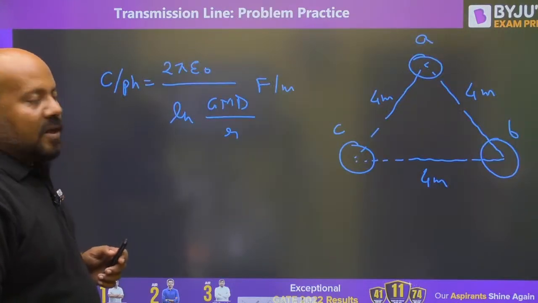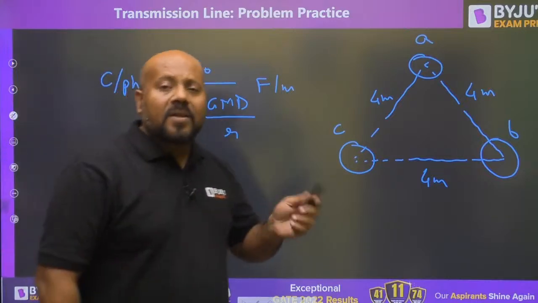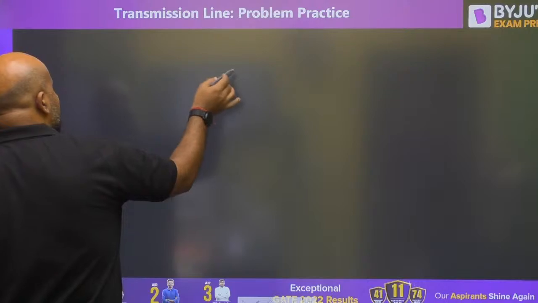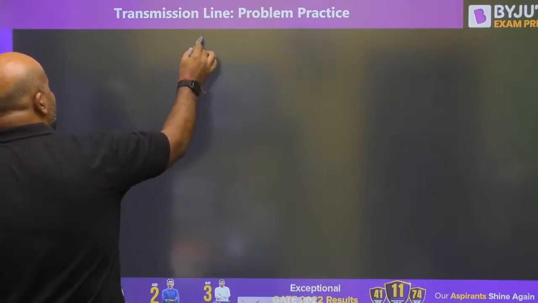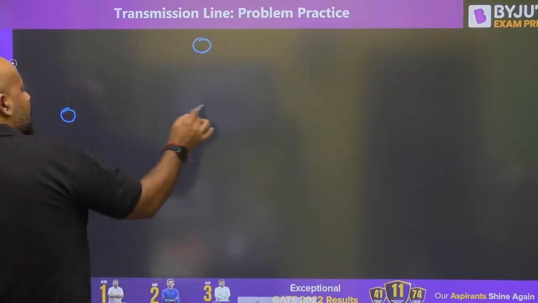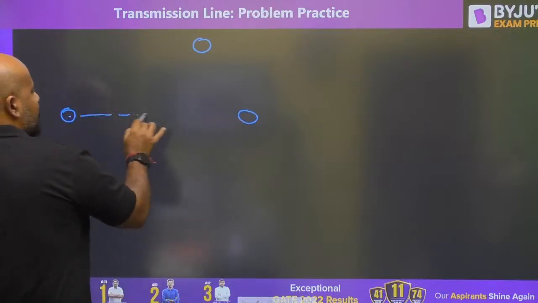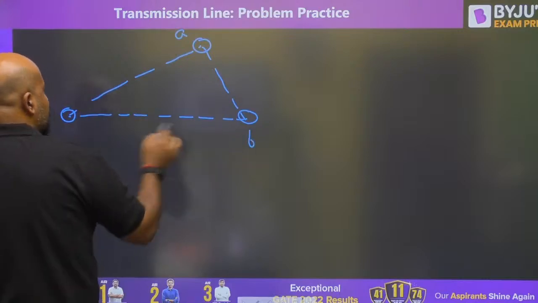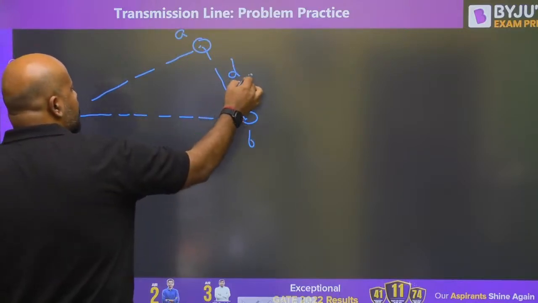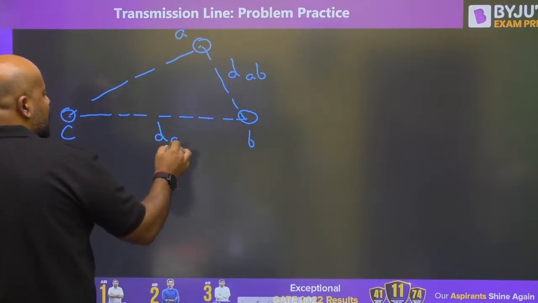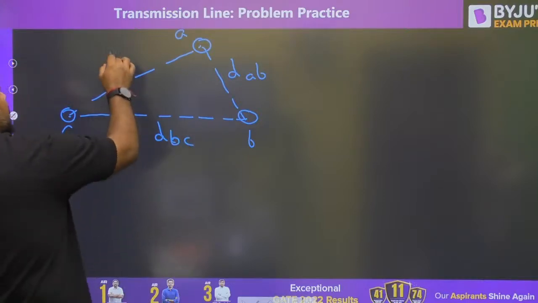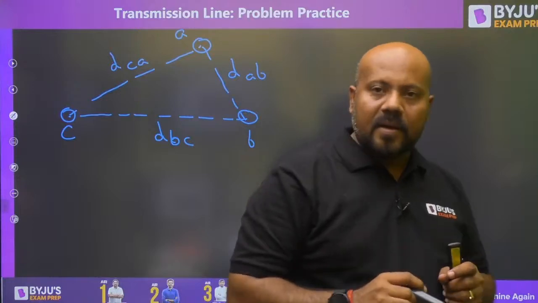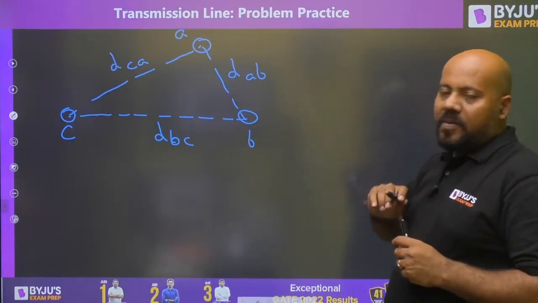Now I am going to give you a shortcut to calculate the GMD for any 3-phase system. Listen, it may be unsymmetrical, like this. This is A, this is B, this is C. This is DAB, the distance between A and B. This is DBC, the distance between B and C. And this is DCA, the distance between C and A. It may be unsymmetrical spacing.